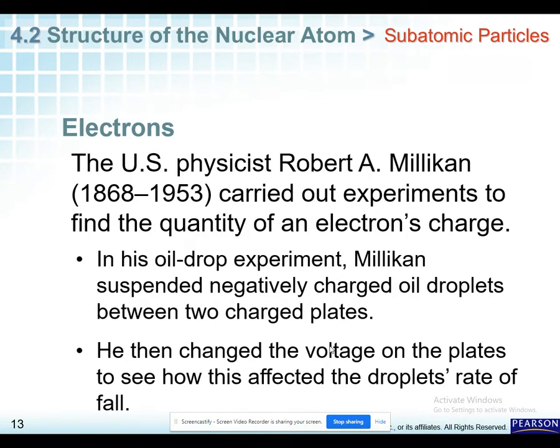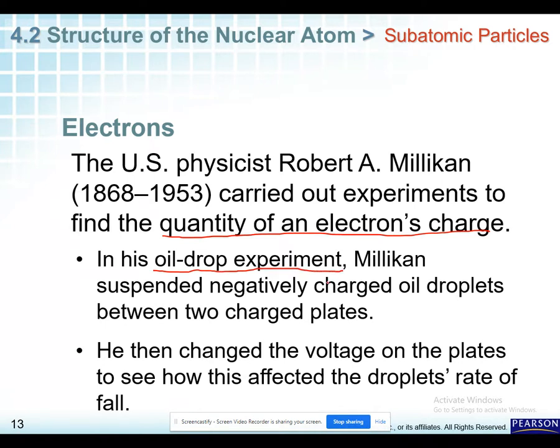Now, electrons were further built upon by another scientist. He was a U.S. physicist. His name was Robert A. Millikan, and he wanted to find out the quantity of the electron's charge. Not just that it was negative, but to what degree it was negative. So if you're looking at your test, what you should know is that Robert Millikan determined the quantity of the electron's charge. And you should know that his experiment is the oil drop experiment.